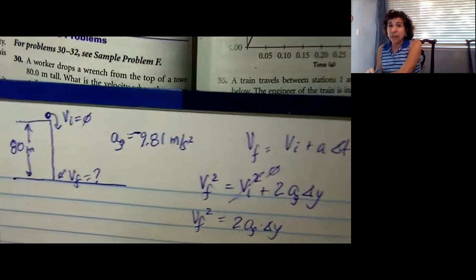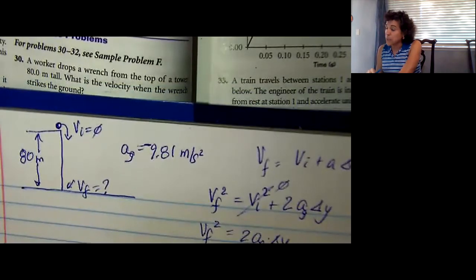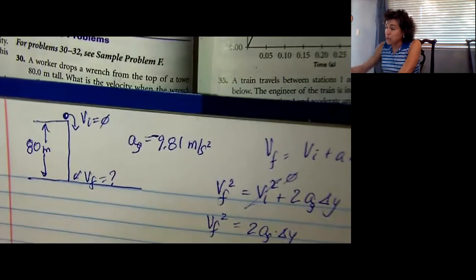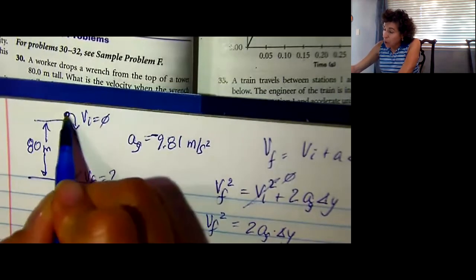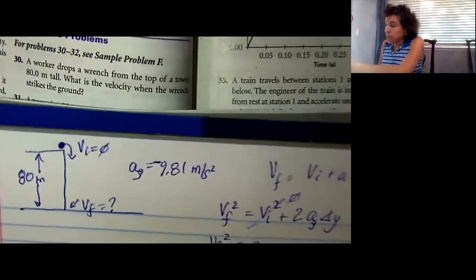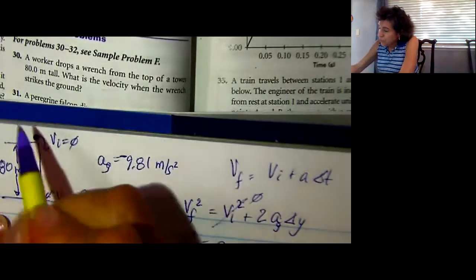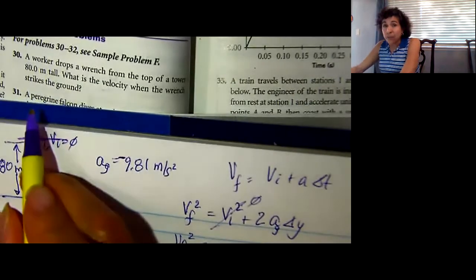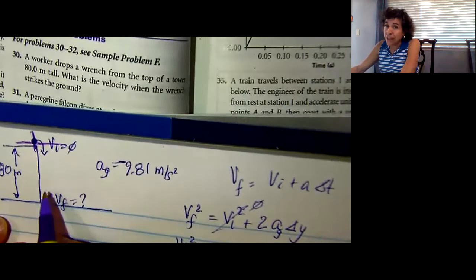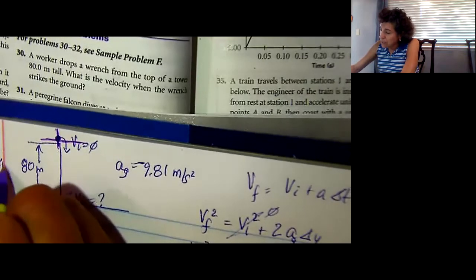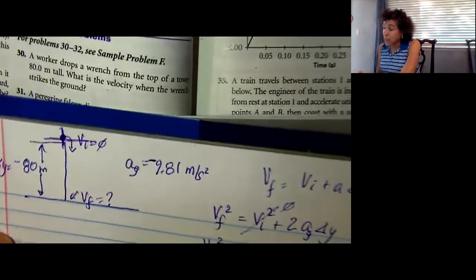Now, what's really important when you're doing these kinds of problems, things falling off buildings, is the axes. Is my delta y positive or negative? I wish I hadn't drawn my picture so low, because it always starts with where you are. Where you are is where your axis is, so it's right on the ground. Anything above is positive, anything below is negative. Therefore my delta y has to be negative 80.